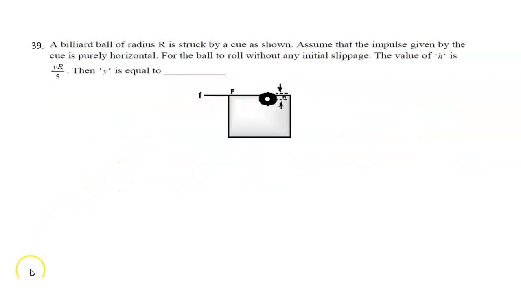Let us see the next question. Here the diagram is not clear. This question is related to rotational motion. Let me draw the diagram here first. Here the force is applied at a height h from the center. This can be a clear representation of the question.